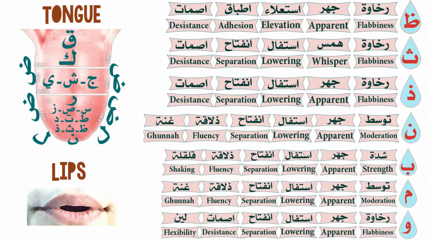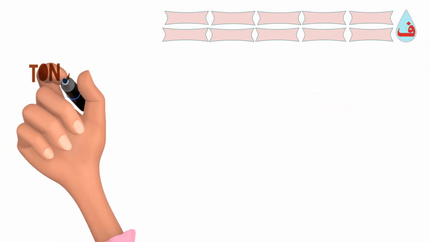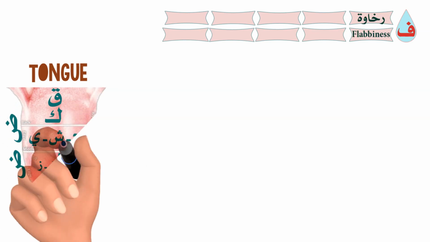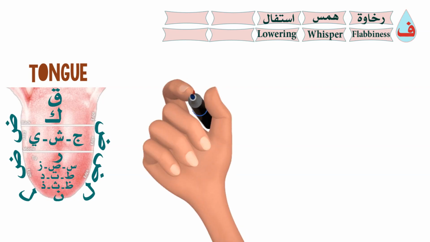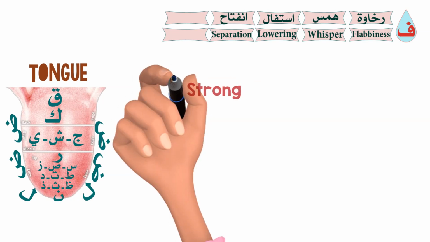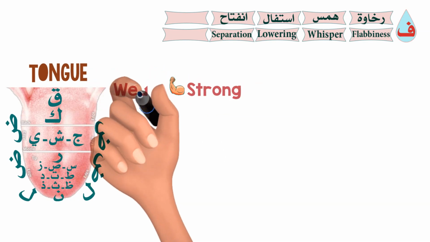The waw has رخاوة, flappiness, جهر, apparent, استفال, lowering, انفتاح, separation, إصمات, resistance, and one characteristic without opposite, which is the lean or the flexibility. Now the second minor articulation point in the lips, which is only for the fa. The fa characteristics are رخاوة, flappiness, همس, whisper, استفال, lowering, انفتاح, separation, and ذلاقة, fluency.